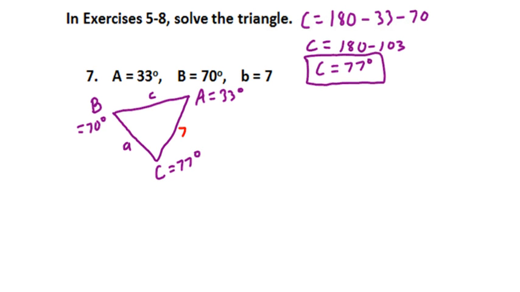So, employing our law of sines, we have this situation here where we have side b, which is 7, opposite the 70-degree angle, and we can go for either angle A or C at this point. I like to go for the smallest angle first. So we're going to go for side a.